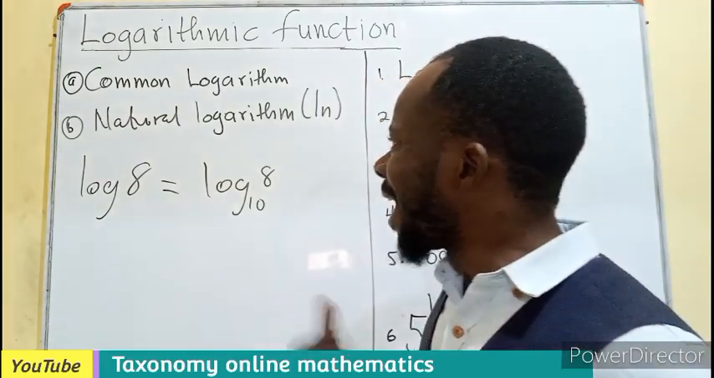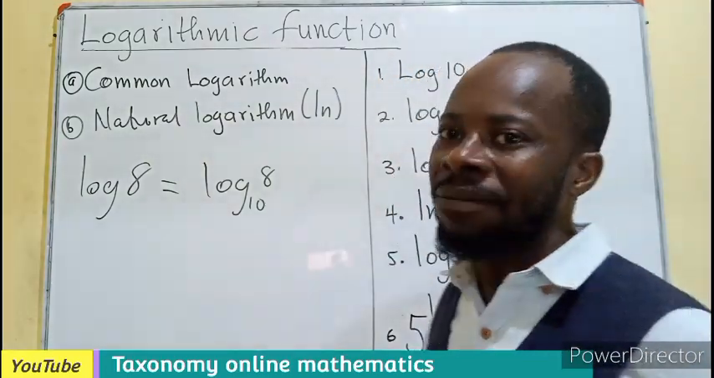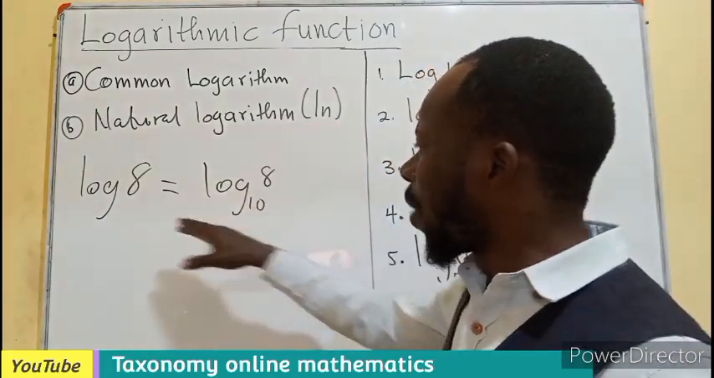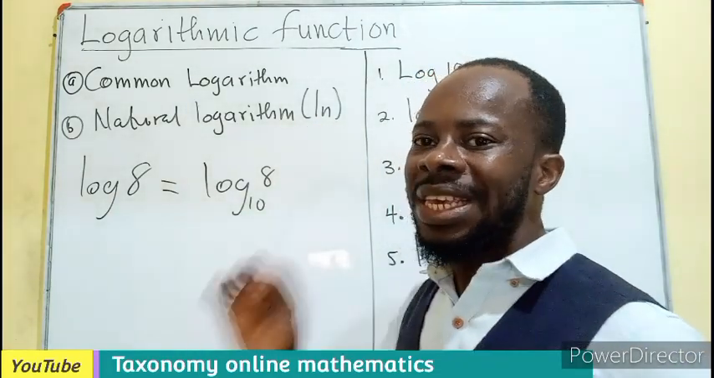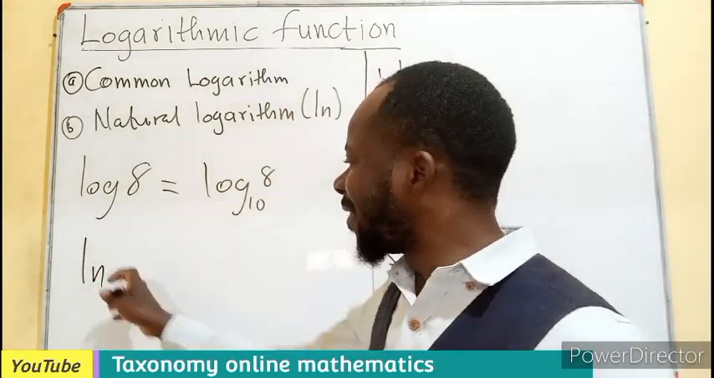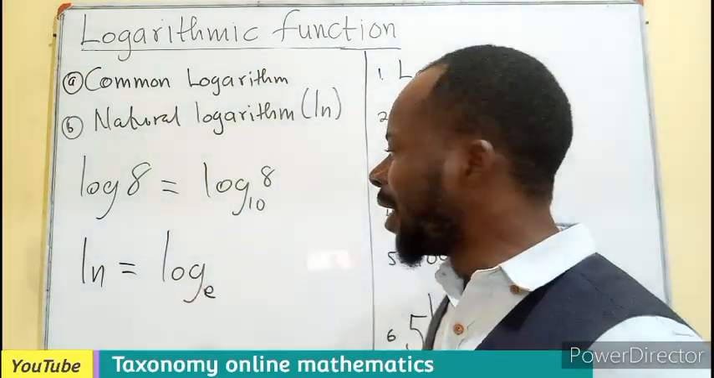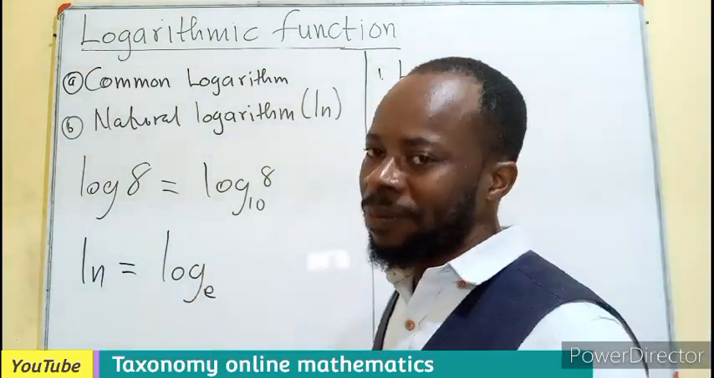All right. Then the natural logarithm, that's the ln. Some call it the ln. The ln is a logarithm with the base what? E. So if you see ln, it is the same as what? Logarithm with the base what? E. Talk less of what the number will be.